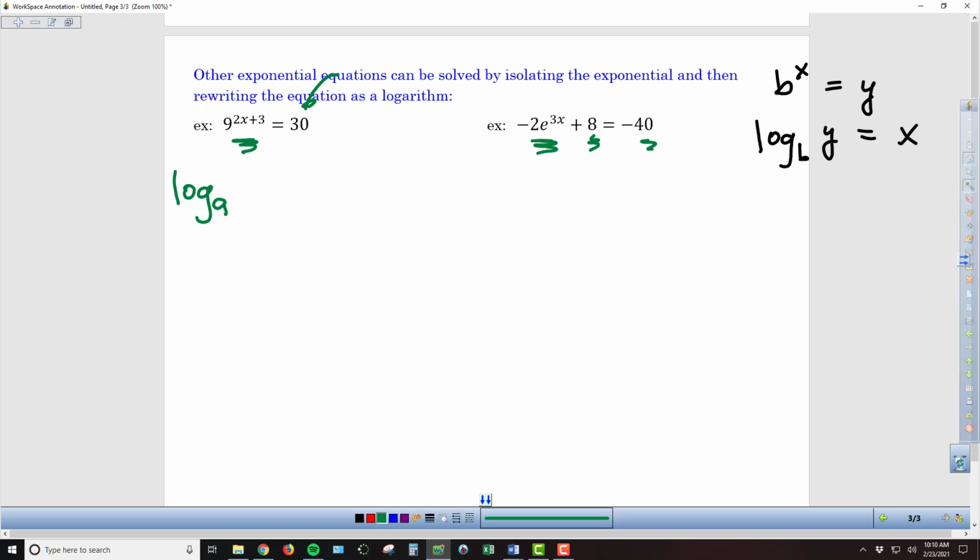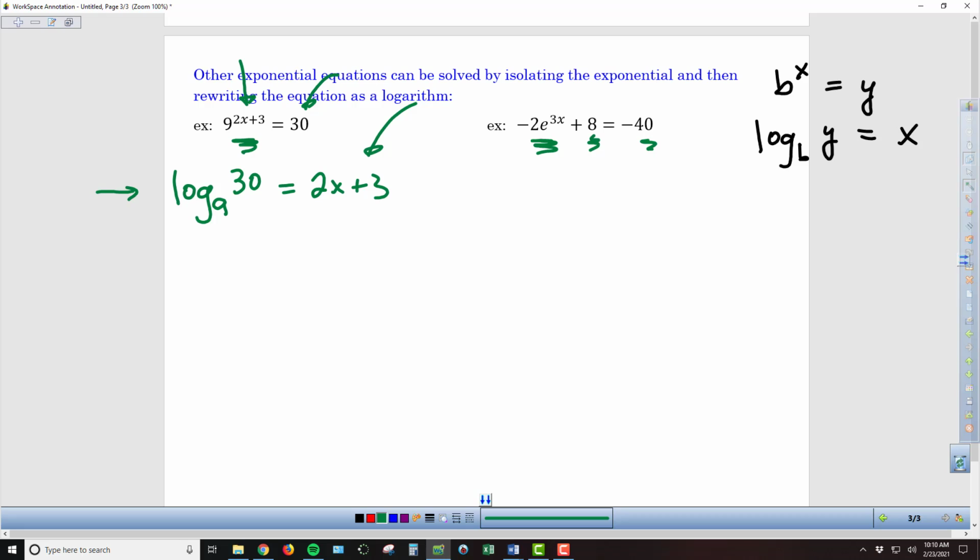The output of my exponential becomes the input into my log, and then it's going to equal the exponent, so 2x plus 3. So here we have succeeded in getting the x out from being in the exponent and is now on the other side of the equation. Now, we've got a regular equation at this point, just with this log base 9 of 30 over here.